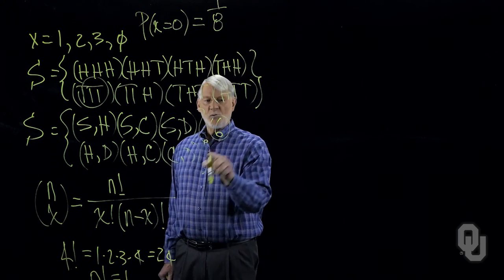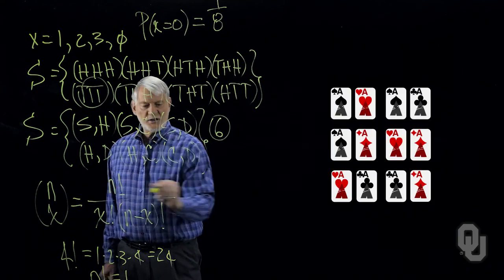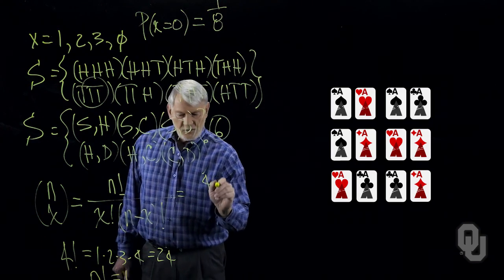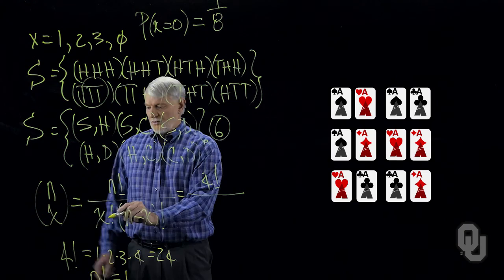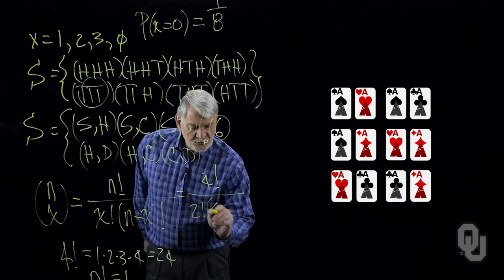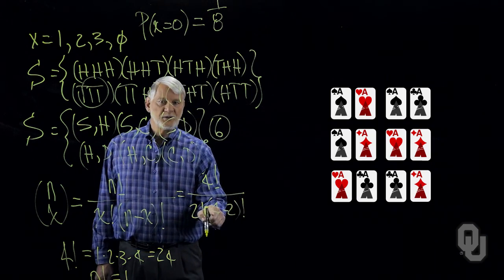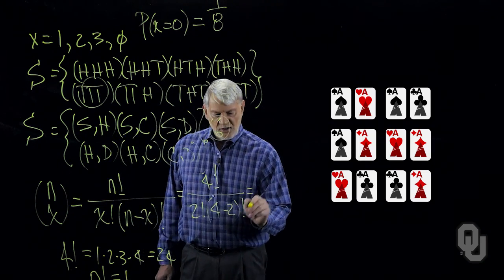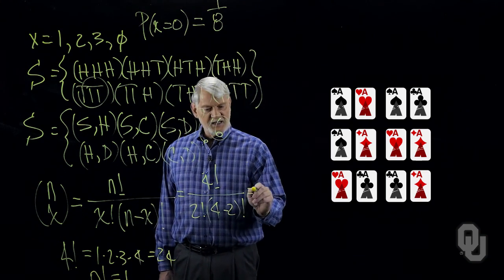Now we can find out whether or not we've got this right. n, in this case, is 4. So we have 4 factorial divided by x. We're taking them 2 at a time. So that's going to be 2 factorial times (4 minus 2) factorial. And again, notice the parentheses, then factorial. And sure enough, we're going to get 6.